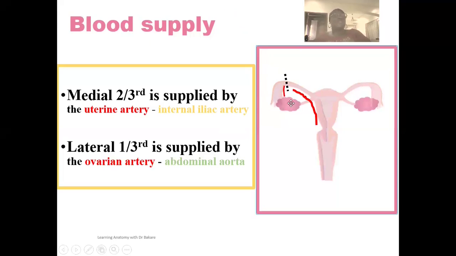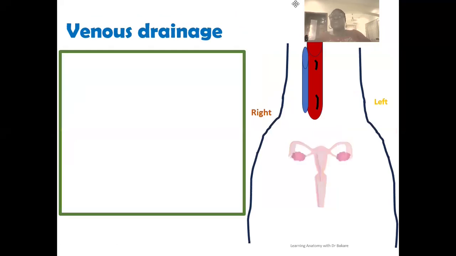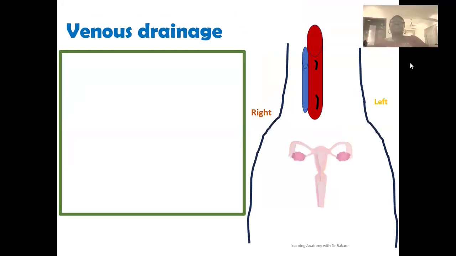And we know that the ovarian artery is not a branch from the internal iliac artery. It is a branch from the abdominal aorta. So let's look at the venous drainage. The venous drainage also is somewhat complicated, but also interesting, just as we have in the arterial supply.